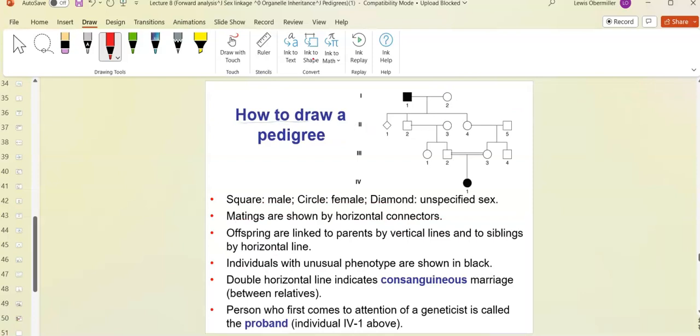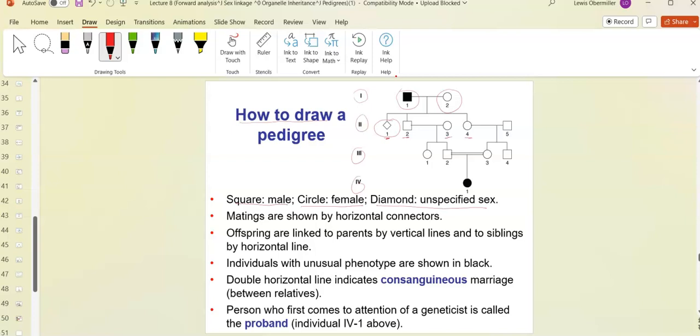So rules for a pedigree, right? To draw a pedigree, squares are males, circles are females, diamonds mean the sex is unspecified. So this is an unknown sex. This is a square, so it's a male. This is a female. And we number generations in Roman numerals. So this is first generation, second, third, fourth, and we would go on and on. And then usually we number left to right among offspring, just to keep them separated from one another. So this would be 1, 2, 3, and 4.